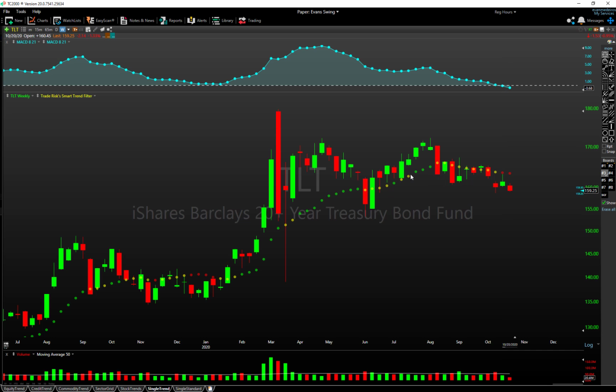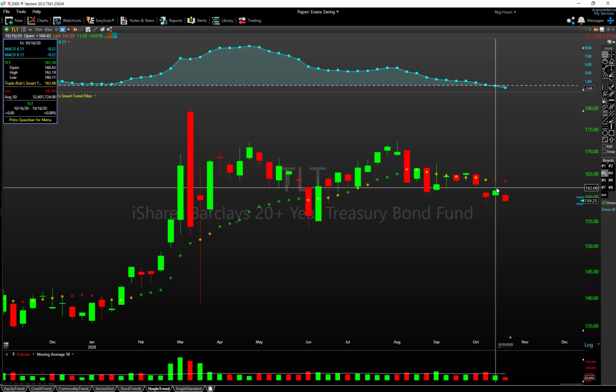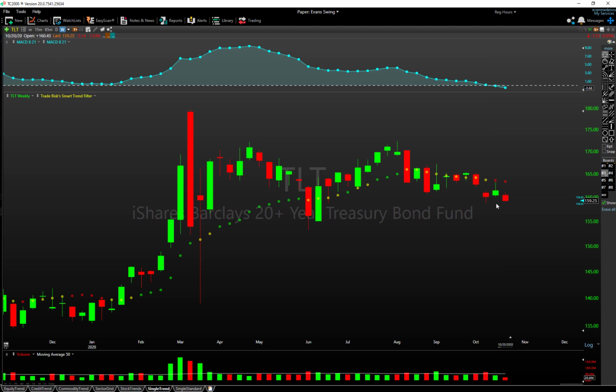So if we put our smart trend filters on here for the weekly picture, you can see that it actually printed a bearish signal on the weekly last week. And we're continuing so far this week with a bearish signal. So this potentially is a regime change here for TLT.